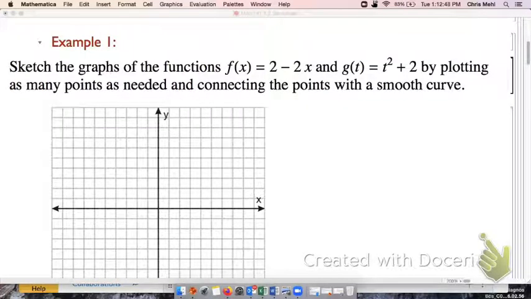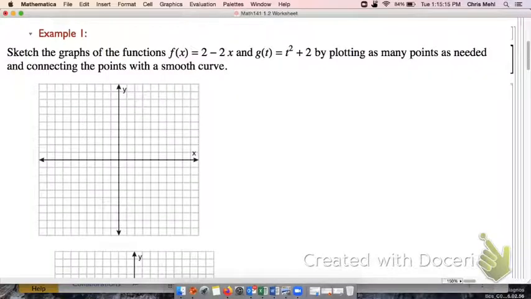So in example 1 it says I'm supposed to sketch the graphs of f of x equals 2 minus 2x, and then I'm going to graph g of t equals t squared plus 2. Now I'm going to sketch the graphs of these two functions. Again, the first one is the function f of x equals 2 minus 2x. Now there is another way to write this. You could rearrange the terms and write this as minus 2x plus 2.